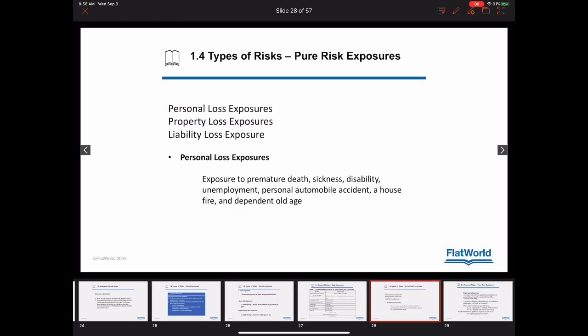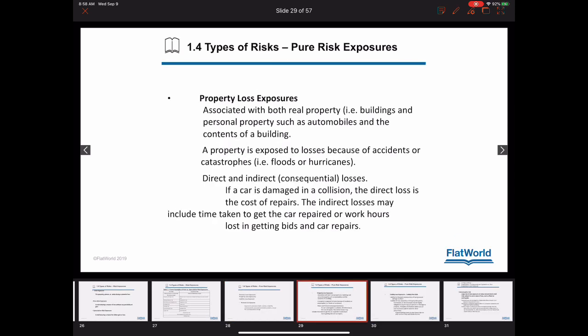Now, we'll spend a lot of time in this course talking about personal loss exposures because that's what financial advisors are often counseling clients about. It's like, here are all the things you're exposed to, and here are the ways that you can deal with these risk exposures. And when it comes to personal loss exposure, one of the biggest ones, of course, is premature death if you have people relying on you financially. Sickness, disability, unemployment, all of these things are personal risk exposures that we'll have a long, drawn-out discussion, believe me, on how we deal with these.